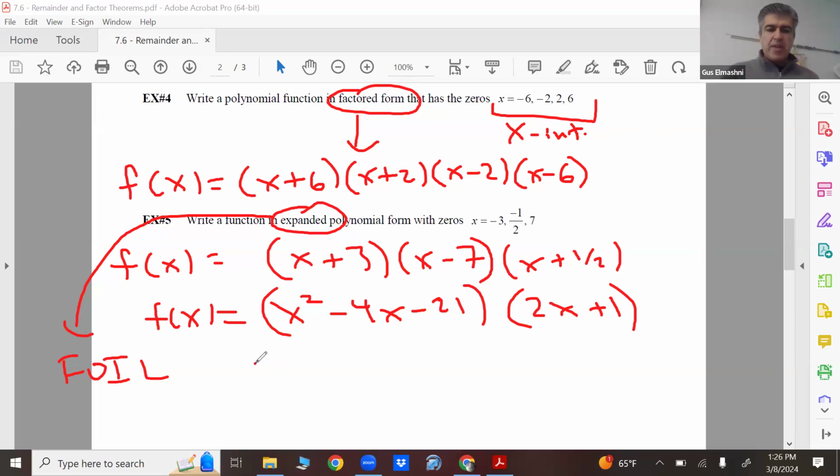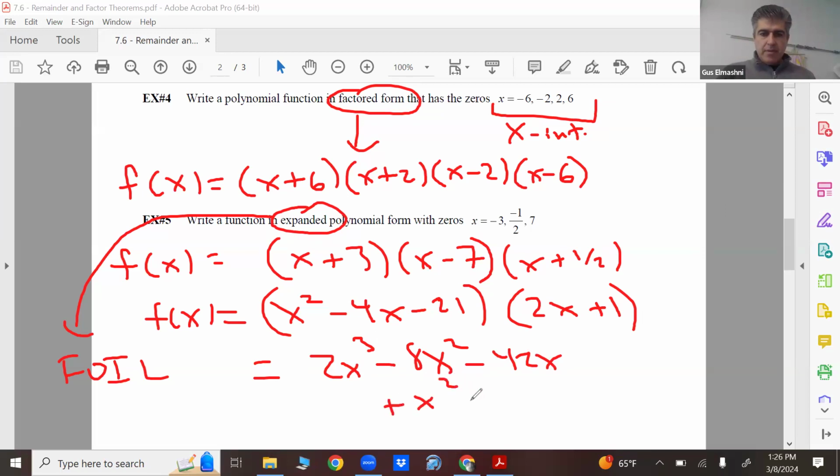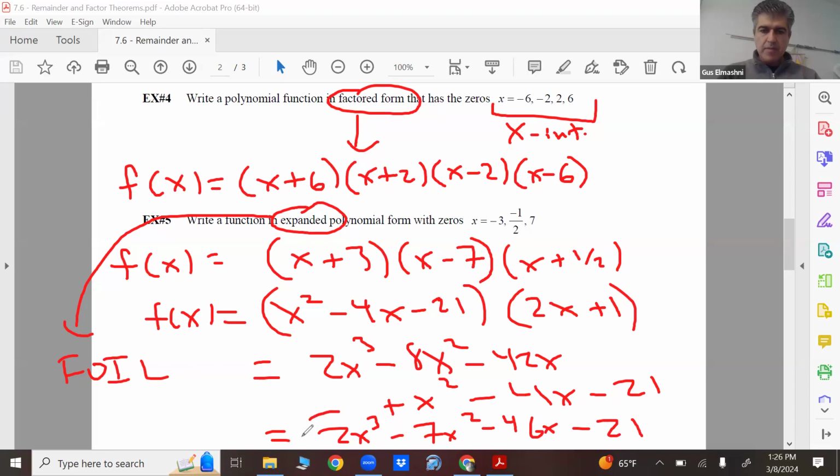So then you just have to multiply those together, which is 2x cubed minus 8x squared minus 42x. And then I'm going to have positive x squared, negative 4x, and negative 21. 2x cubed minus 7x squared minus 46x minus 21. And there we go. Yeah, just a little extra work. It's kind of busy work.